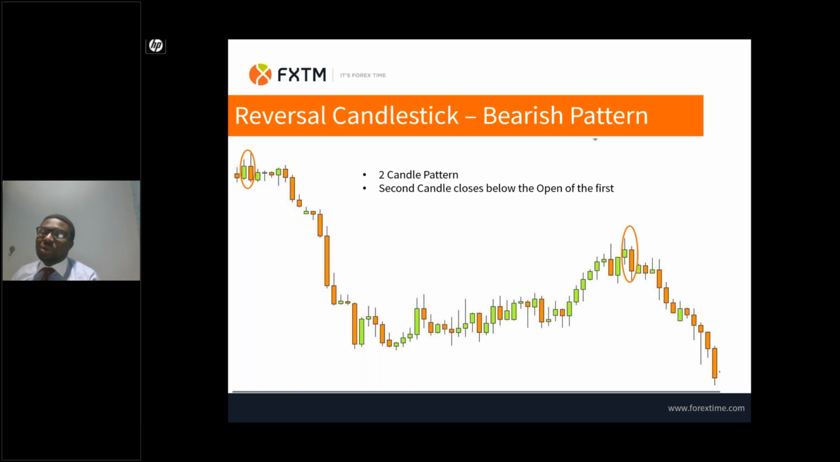So the second candle closes below the opening of the first. Remember, this second candle is a bearish candle, and the previous candle is a bullish candle. So it's going to close below the opening of the first. And then the shadows are also irrelevant. All right.